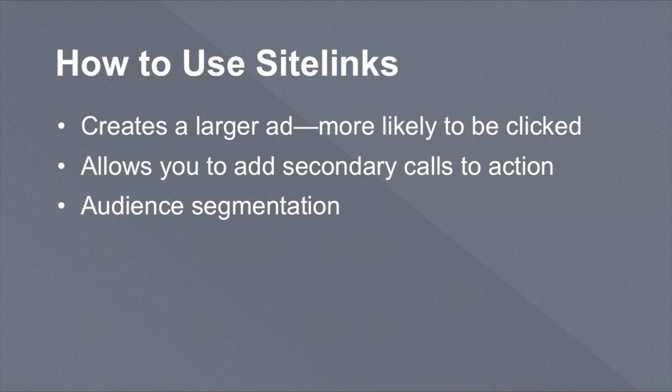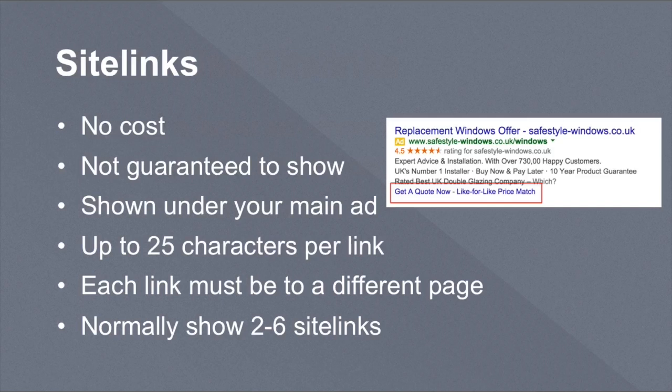Well, we use them because it makes the ad larger, it's more likely to be clicked, and we can use secondary calls to action. So if we look at this first ad here, just going back a page, get a quote now is a really strong call to action that's used in the site link. A like-for-like price match is a great call to action. If you look at the way this particular advertiser is using it, the first site link is for people who want to get a price directly. The second one is being used for somebody who's already got a quote from a competitor who they're trying to convert to this particular vendor.